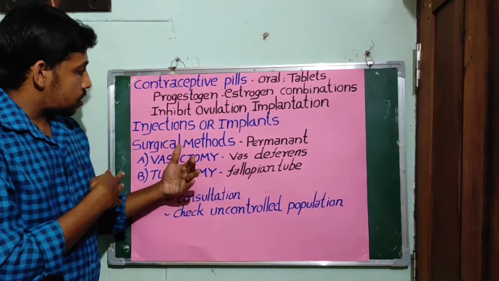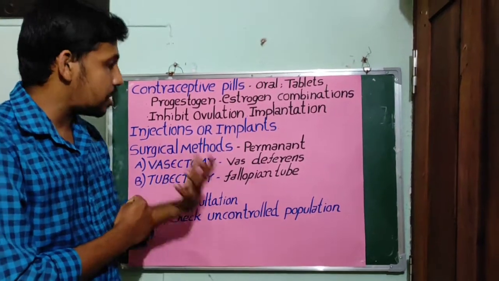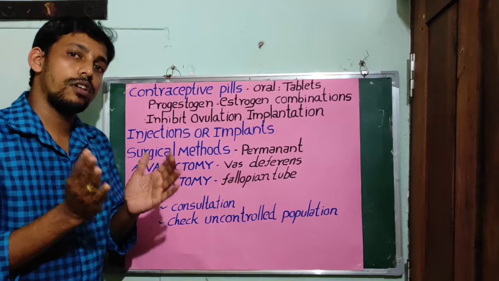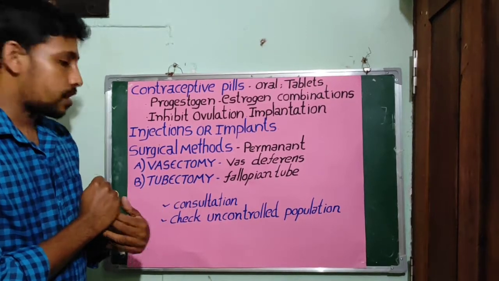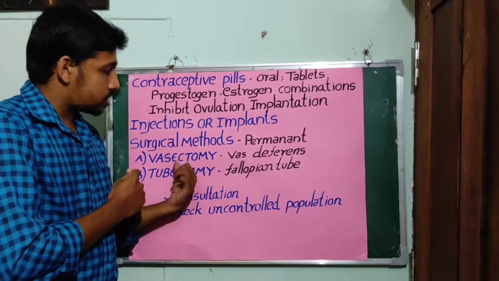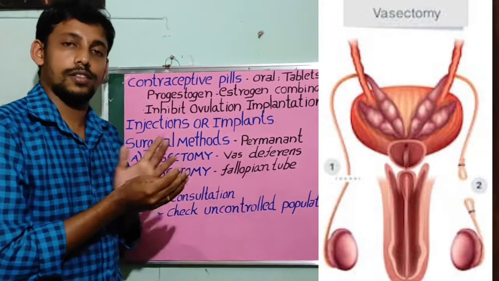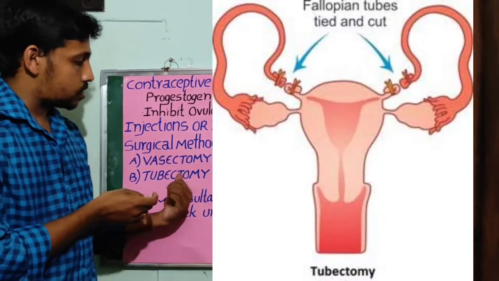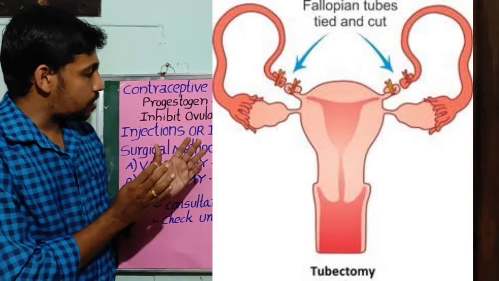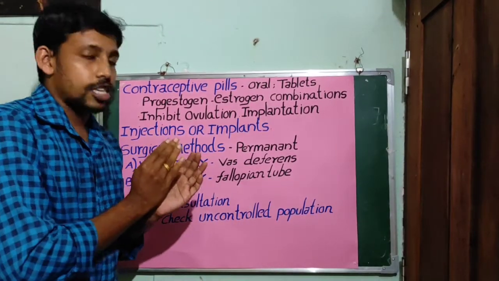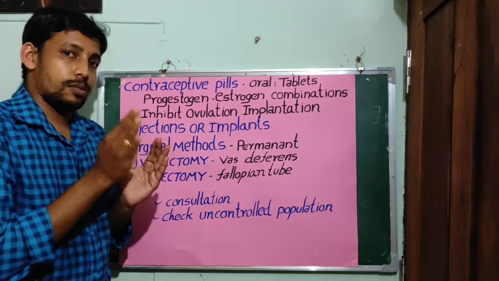Let's move to the surgical methods, the last type. It's a permanent method, or the terminal method, to prevent any more pregnancies. It may be vasectomy or tubectomy. Vasectomy is the surgical removal of a small part of the vas deferens in males. Tubectomy is the surgical removal of a part of the fallopian tube in females. Here the main principle is that it blocks the transport of the gametes.